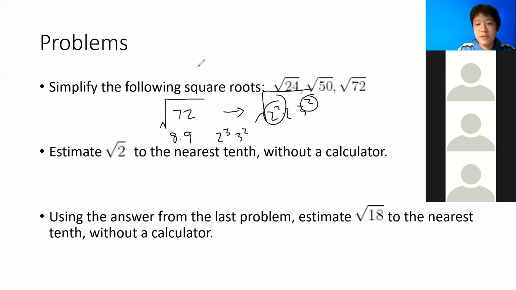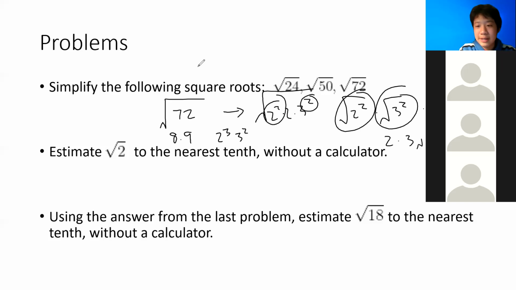Right? So now we have 2 perfect squares that we can break apart. 2 squared times 3 squared. And all we have left is a lone 2. These are going to cancel out. These are going to cancel out. 2 times 3 times the square root of 2. 6 times the square root of 2. All right. Any questions?